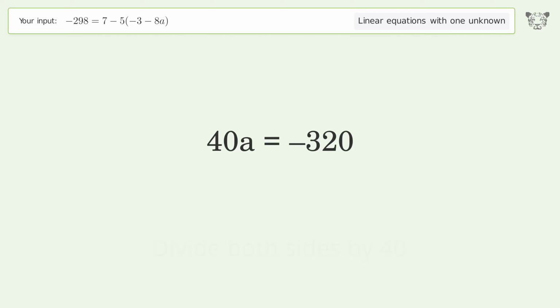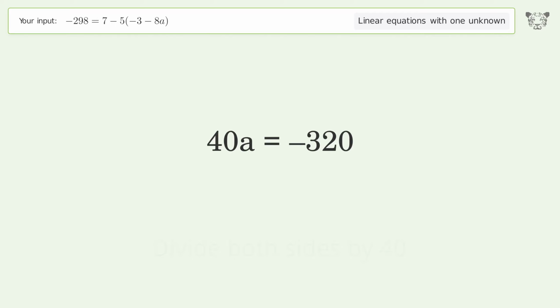Simplify the arithmetic. Multiply the coefficients. Expand the parentheses. Group like terms. Simplify the arithmetic.